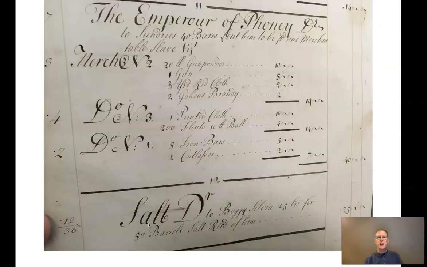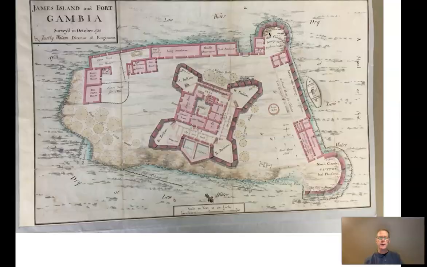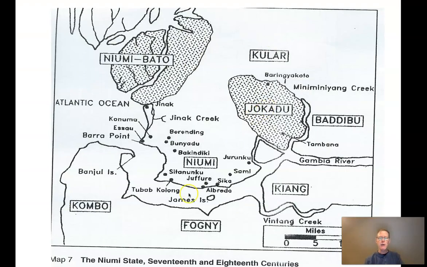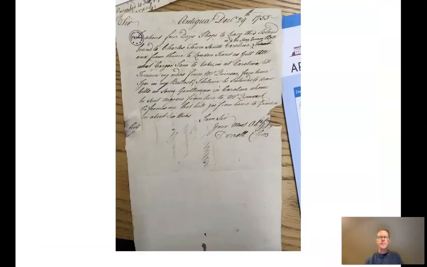Here's another document from along the Gambia River that shows a future slave purchase. This is a list of goods given to the Emperor of Phoney. Where's Phoney? Let me show you on the map here quickly. Sorry, I got to go back through a few things here. There we go. Phoney is right here, just south of James Island. So the English are here. They're trading, and they want to keep good relations with the locals, including the emperor here. He was a close ally of theirs.